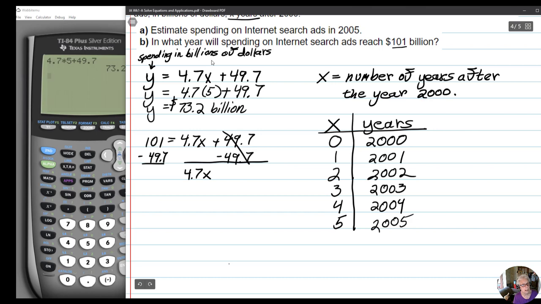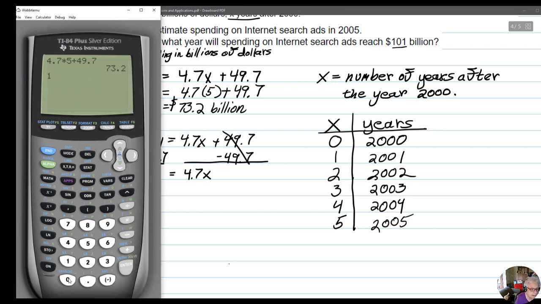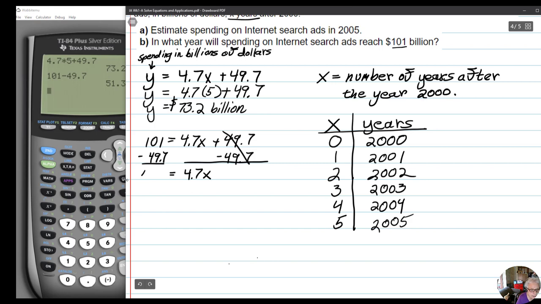4.7x, that's 4.7 times x, equals 101 minus 49.7, which is 51.3. That's interesting. All right. So to find out what x is, I divide both sides of the equation by 4.7. Boom, boom. So x, which is 1x, equals 51.3 divided by 4.7.